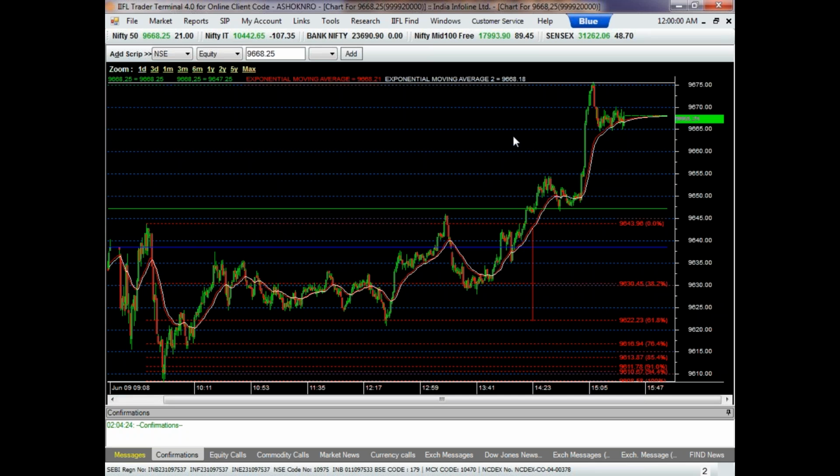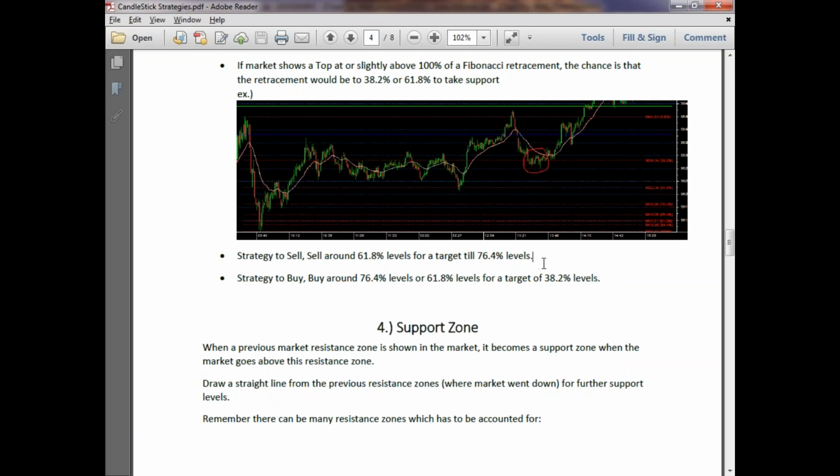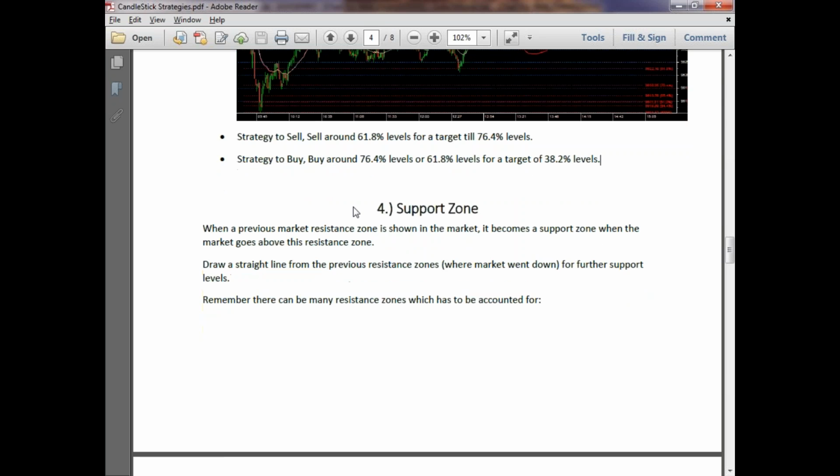So if it has to go up, and it is a decisive move, not always does it move that much. There may be a sideways movement. However, usually if it moves higher than the Fibonacci retracements, it will go higher. 95% of the times it will not go lower. If it goes lower, it means that it is a very upset market on those days. So the strategy to sell is sell around 61.8 and target 76.4, and the strategy to buy is around 76.4 level or 61.8 level, for the target of 38.2 levels. This is the Fibonacci retracement.